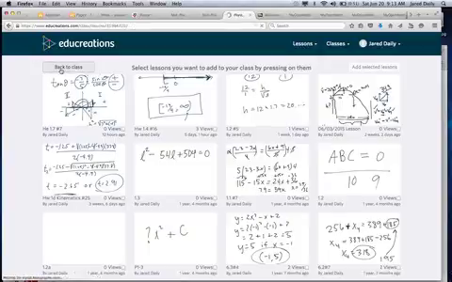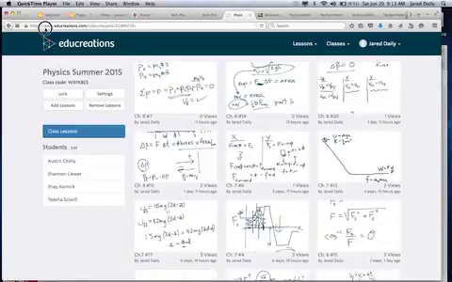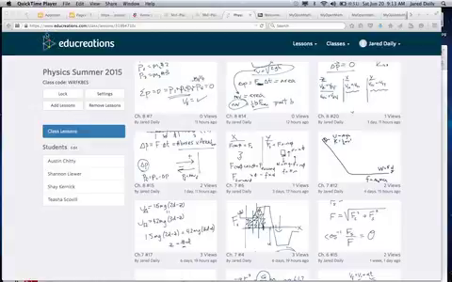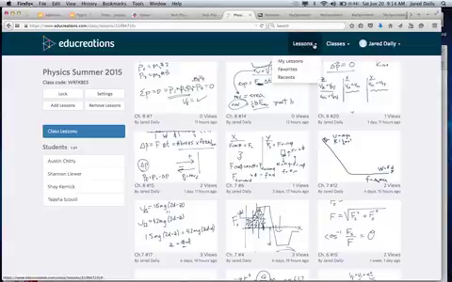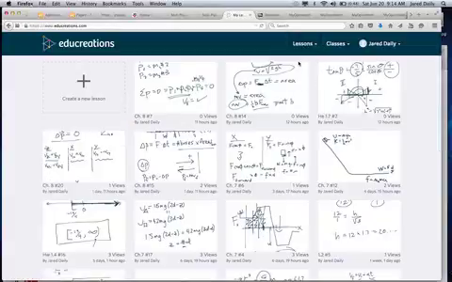Let's go back here. Where do we go to create here? Lessons. Where's the create a lesson? Class lessons. Where's the create a lesson button? I can't find it. Oh, there it is. Create a new lesson.